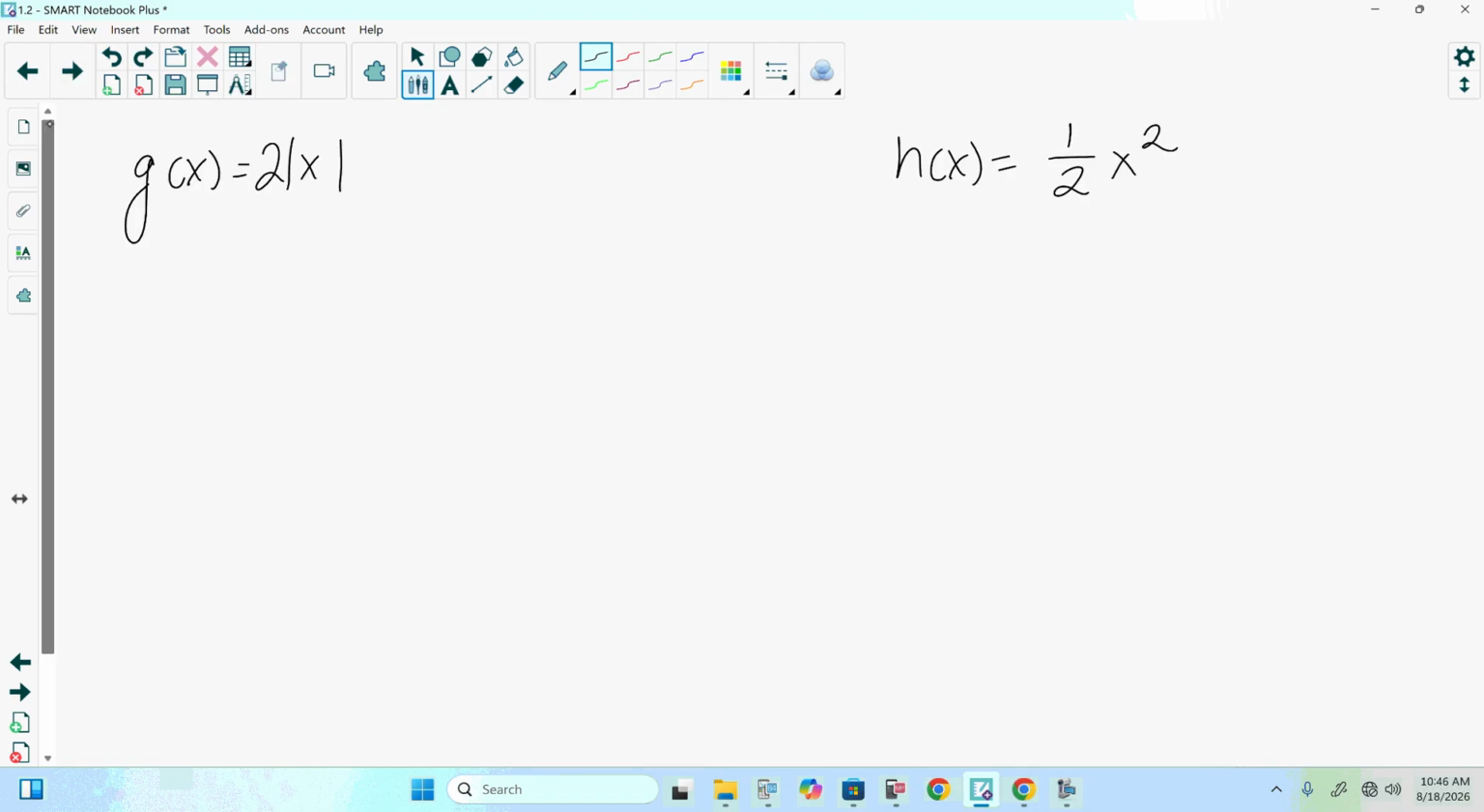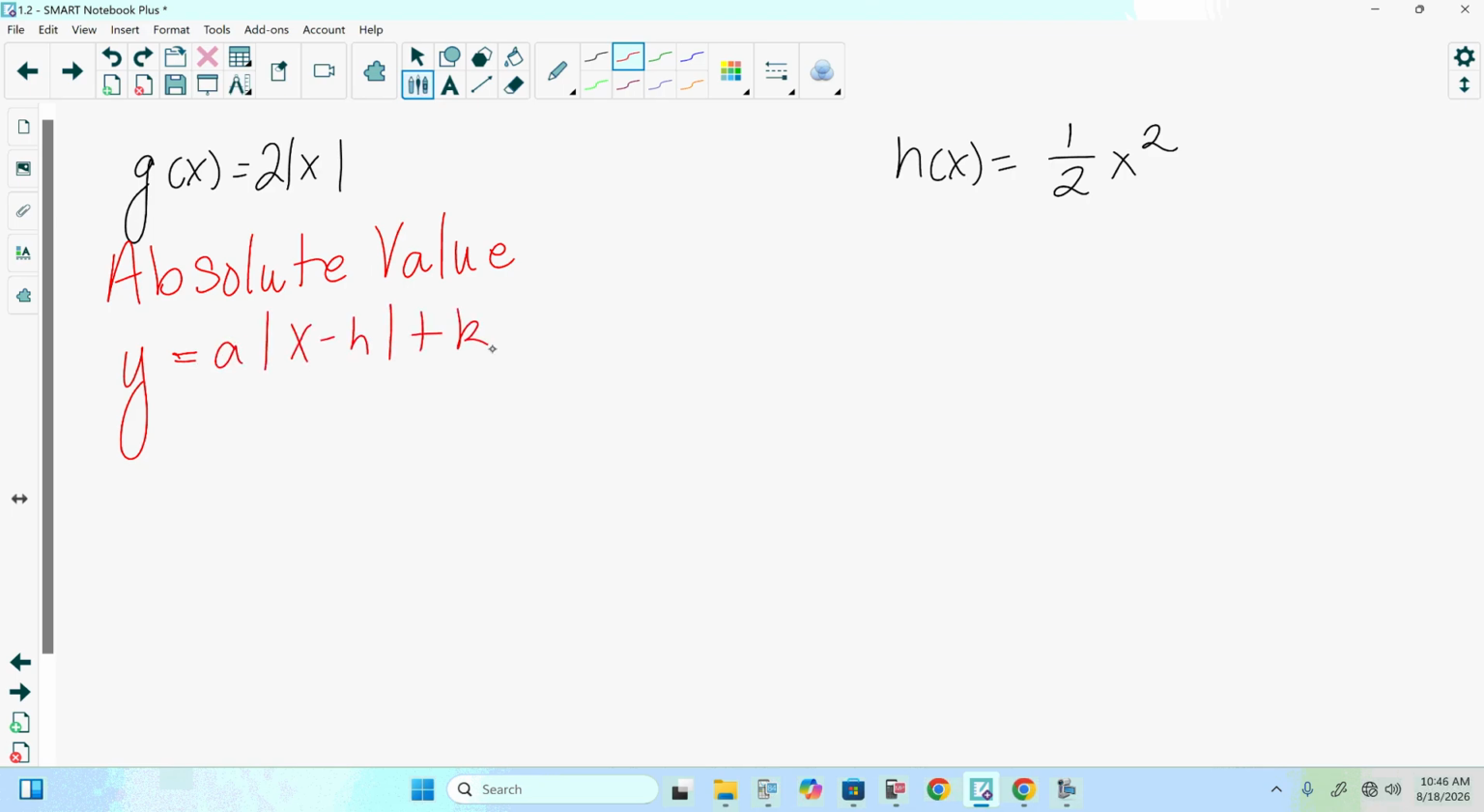So as we look at this first one here, g of x is equal to 2 times the absolute value of x. And again, like with everything, we need to first identify the parent function. What is the parent function of this here? Absolute value. It's the absolute value function. Which means the general equation for this here is y equals a times the absolute value of x minus h plus k.